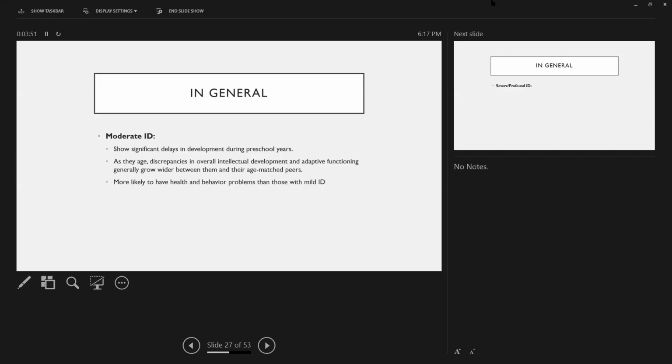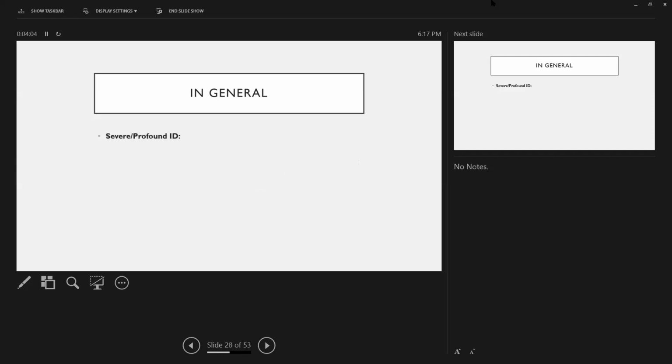Another characteristic of moderate intellectual disability is that they're more likely to have health and behavior problems than individuals who have a diagnosis of mild intellectual disability. And then lastly, looking at the severe and profound categories, we'll just consider them together. These are conditions that are generally identified at birth or shortly thereafter.